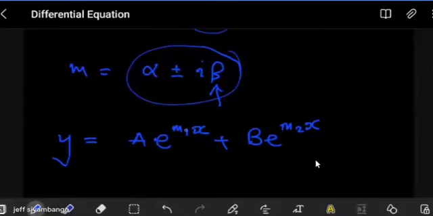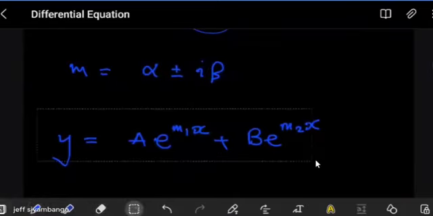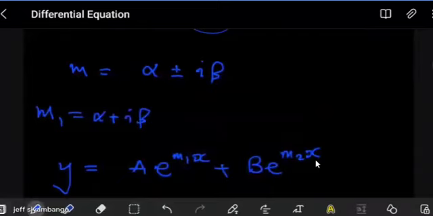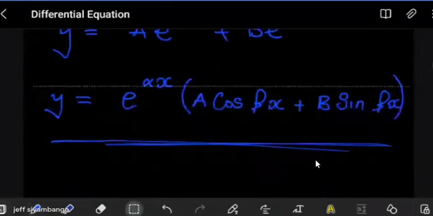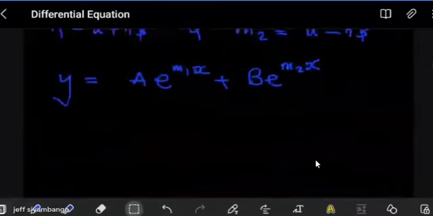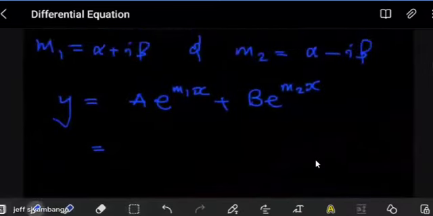Now, how would it go? Well, you know this expression here can be broken down into two values of m. M1 here will be obtained as alpha plus i beta, and M2 will be obtained as alpha minus i beta. Once you have those, now you can substitute them. So let's hold on to this, we'll see it when we reach it. Now you can plug in what M1 and M2 are.